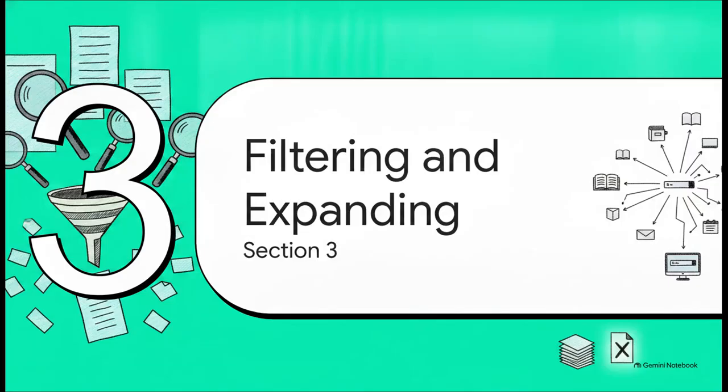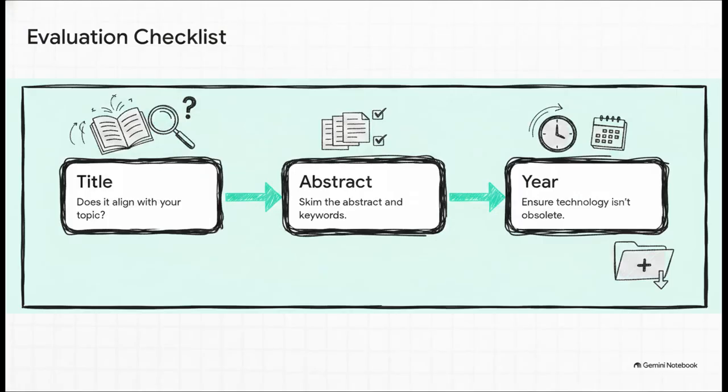All right, part 3, filtering and expanding. Okay, so you've hit search. You've got your results. But before you panic and just download 100 PDFs straight to your desktop that you know you'll never actually read, let's filter. Just finding papers doesn't mean you've done a good search. You have to systematically check this evaluation list to confirm relevance. Read the title, skim the abstract and the keywords, and always check the publication year to ensure the technology isn't completely obsolete. Only after passing that test does a paper earn a coveted place in your downloads folder.